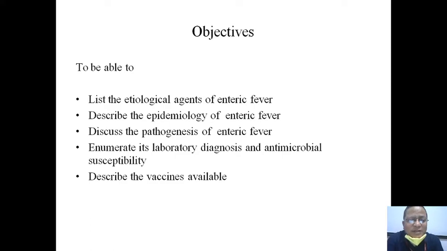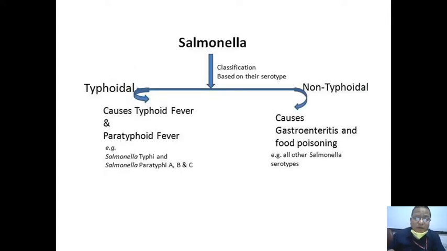What are the objectives? At the end of the lecture you should have a clear idea about the etiological agents, the epidemiology worldwide and the Indian scenario, how the organism invades, what kind of immune invasion it produces, and how it produces the disease. We will talk about the laboratory diagnosis of enteric fever, typhoid as well as paratyphoid fever, and discuss antimicrobial drug resistance, as well as the vaccine, because now we have an excellent vaccine for typhoid fever. With this objective, let's start.